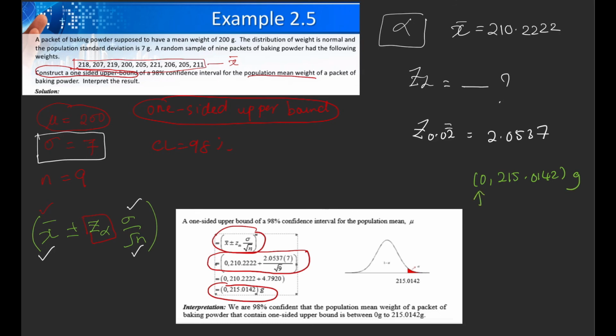Because this is a one-sided upper bound. So for an upper bound, your A equals 0, and this one is your B. Right? So you have to read the question carefully: is it a one-sided upper bound or a one-sided lower bound? If it is a lower bound, your answer will have A with a value and B will be 0. Okay, look at the question carefully.